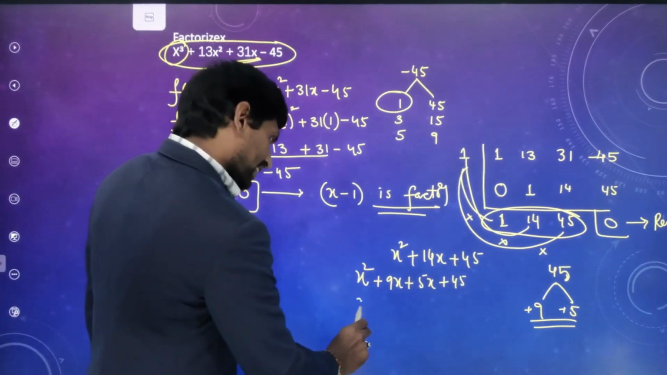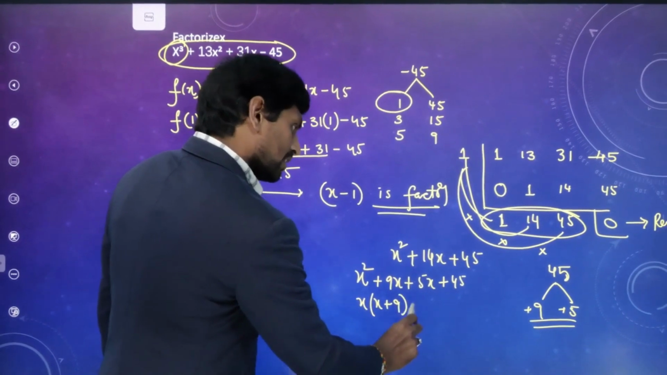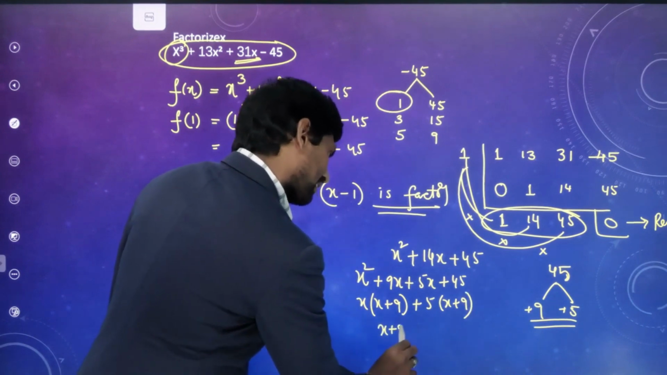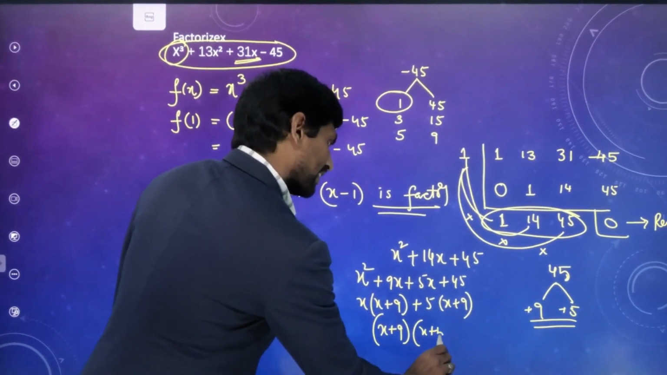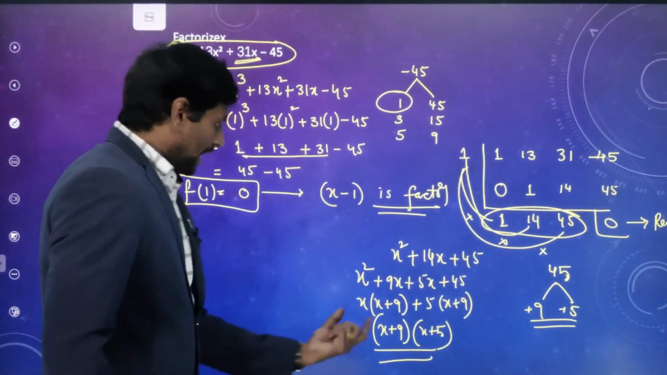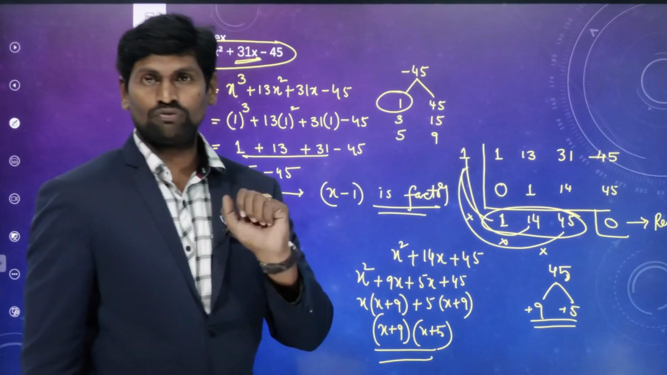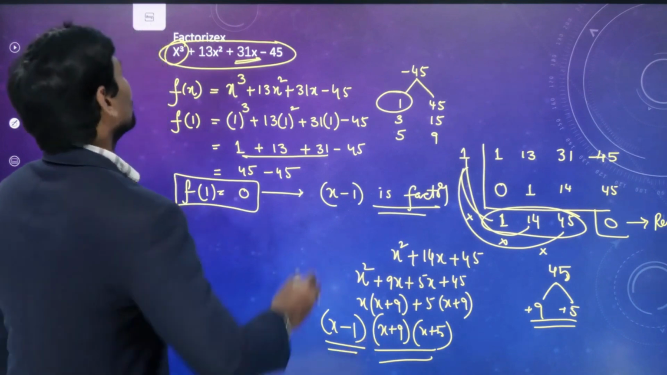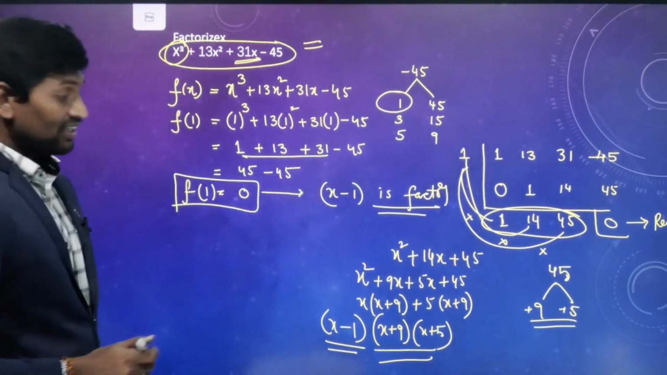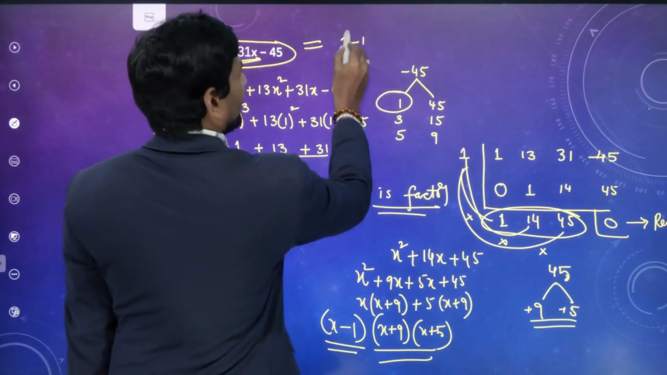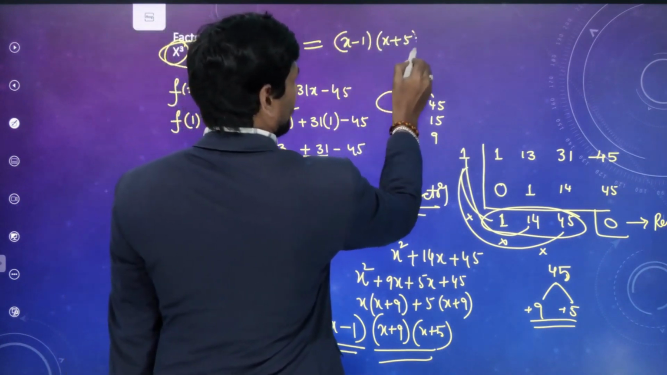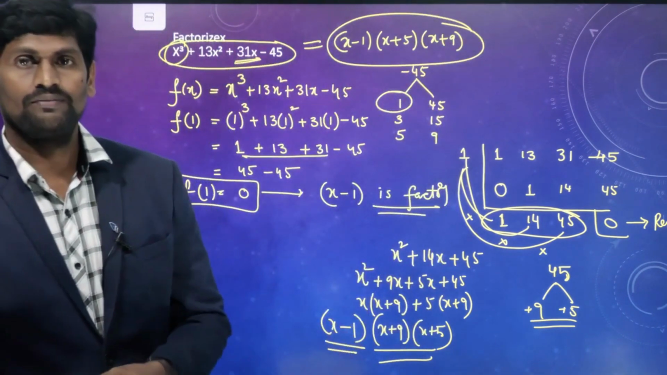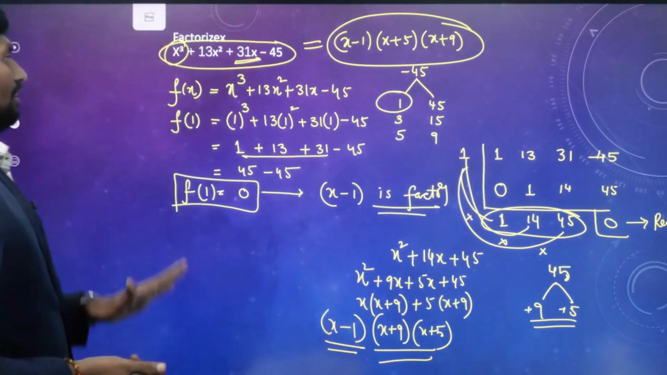Yeah, from the first 2 terms I can take x as common, and from the last 2 terms 5 as common, then x plus 9 is the overall factor and x plus 5. So from this I got x plus 9 and x plus 5, 2 factors. Initially I got x minus 1 as a factor. So there are 3 factors in total. Therefore the given cubic polynomial can be expressed as x minus 1 into x plus 5 into x plus 9. This is the factorization of the cubic polynomial. Okay? Yeah, have a look at it once.